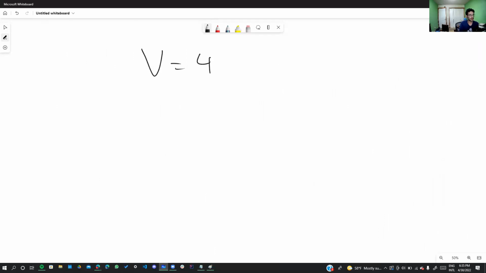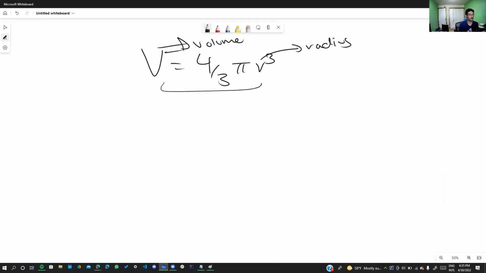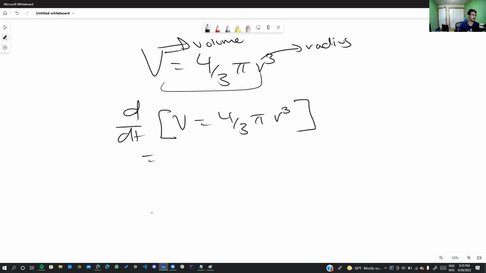So let's say you're dealing with a sphere. It doesn't really matter what's in the problem. So say, okay, this is volume, and this is the radius. Then you take that formula and differentiate it with implicit differentiation. We're looking for rates, and rates are with respect to time. So you want to take the derivative with respect to time of all of this. Here, that would just be dV/dt on the left-hand side.